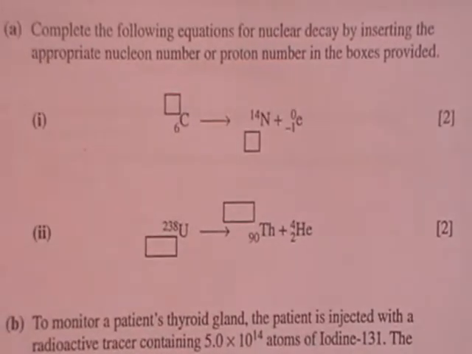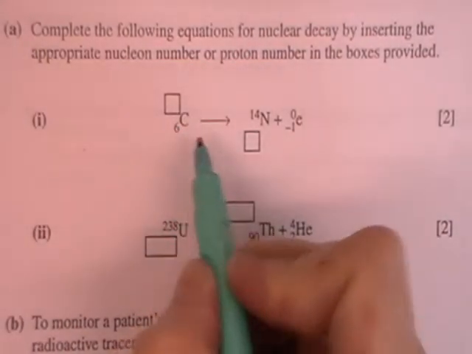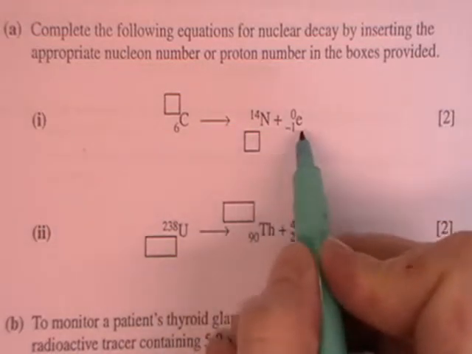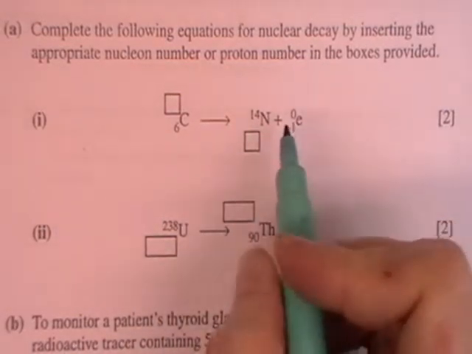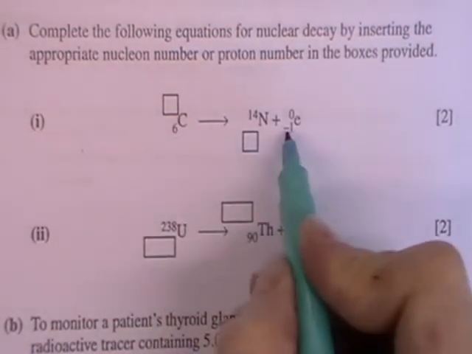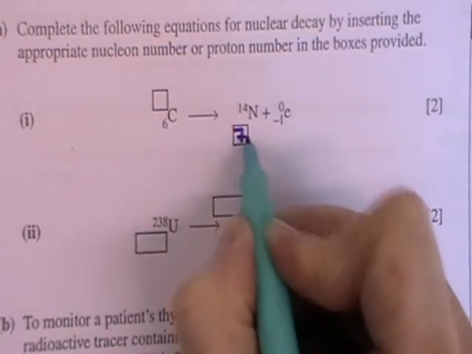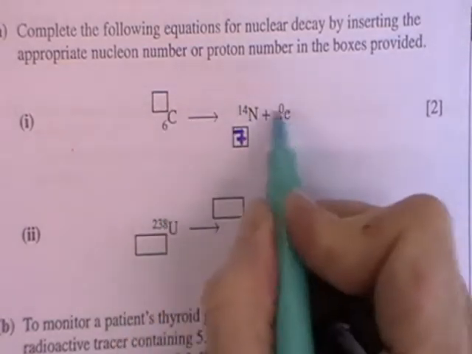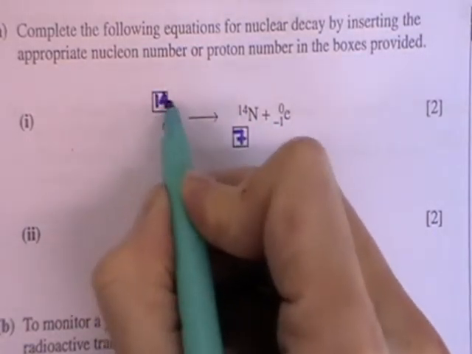And so our first equation there is carbon, and it's decaying to nitrogen plus a beta particle, or a 0, minus 1e. So we can see the atomic number there, 6. So minus 1 plus 7 is the number that goes in there, gives you 6, and then 0 plus 14 gives you 14.